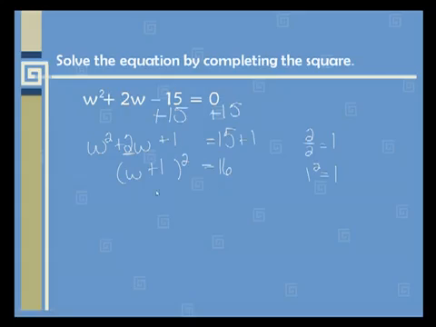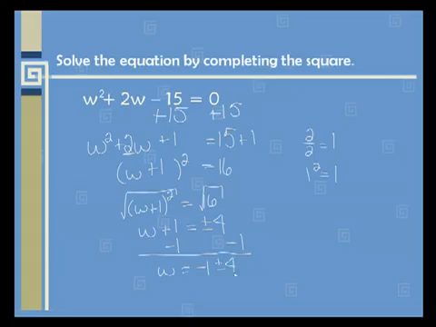Now I want to solve it. Okay? So I rewrite it. W plus 1 squared equals 16. And how you do that is you take the square root of both sides. So this side becomes w plus 1 equals, now the square root of 16 is plus or minus 4, okay? Now I want to get w by itself, so I'm going to subtract 1 from both sides of the equation, just like we do in any other solving. So w equals negative 1 plus or minus 4.